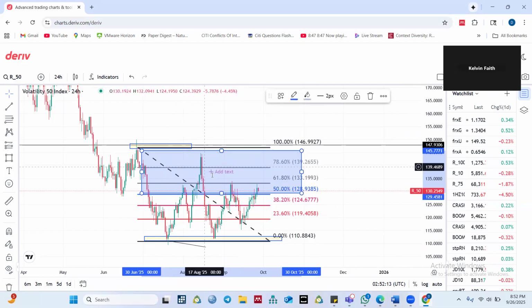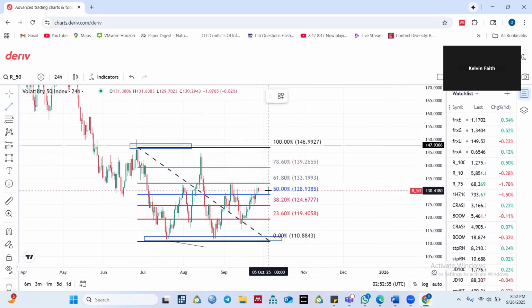So what do we do at premium? We sell. We short at premium, and what do we do at discount? We buy. We go long from discount. So if this swing range is valid, then we should likely see a drop to this area. We should likely see something like this, a drop like this.